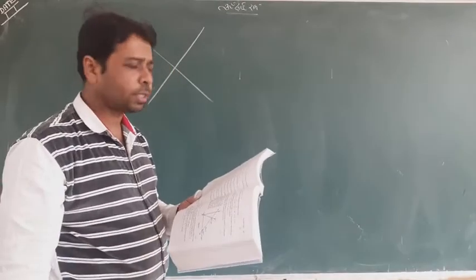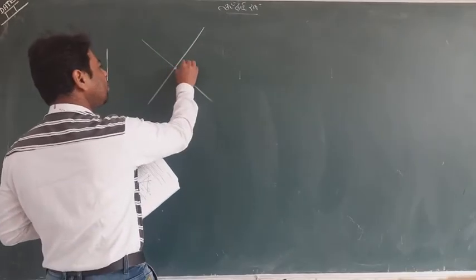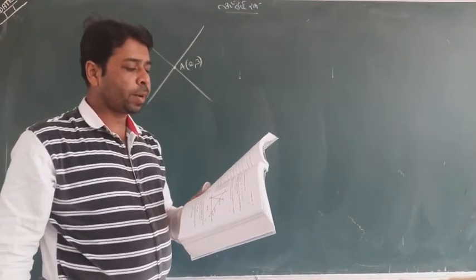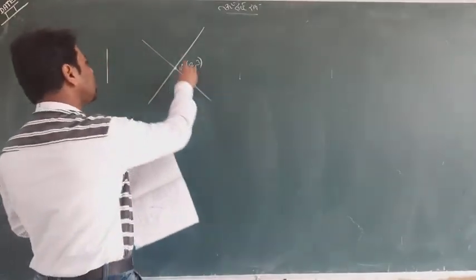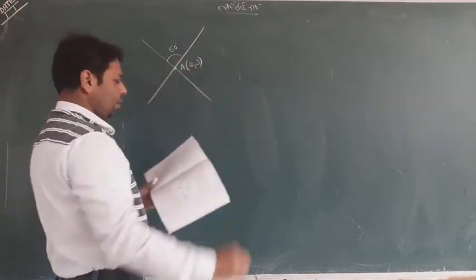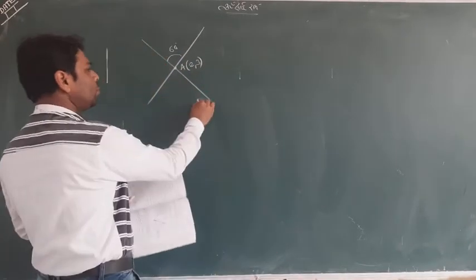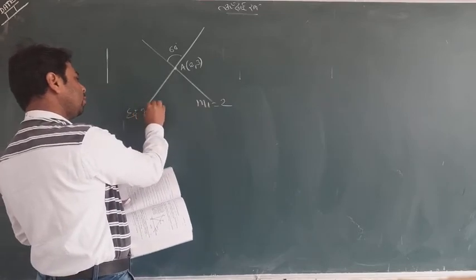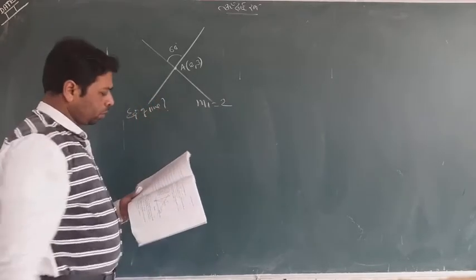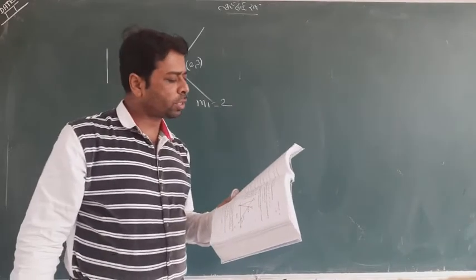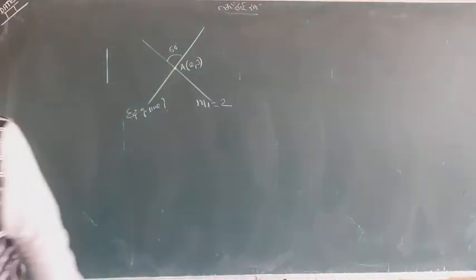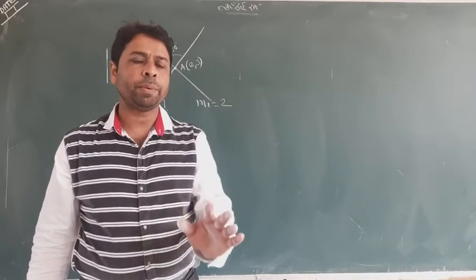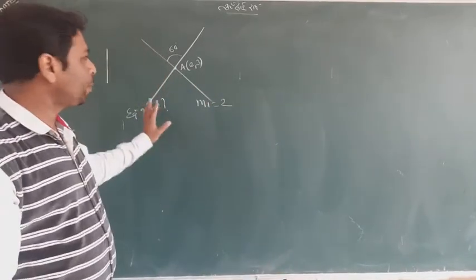Suppose two lines passing from (2, 3). The question says, two lines passing from (2, 3) intersect each other at 60 degrees. The slope of one line is 2. What is the equation of the other line? Find the equation of the other line. The question is easy. I am not writing it, just explaining verbally. It's a very simple question.